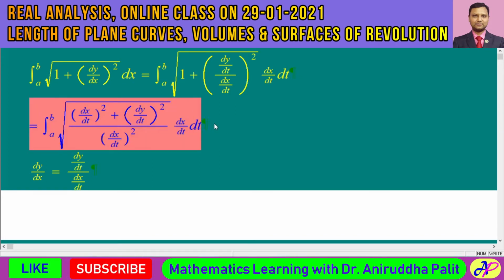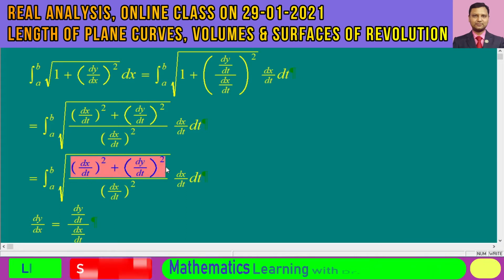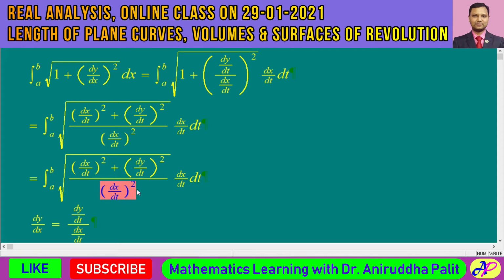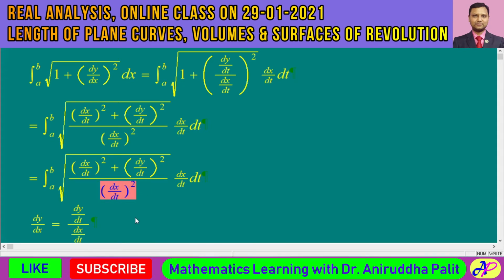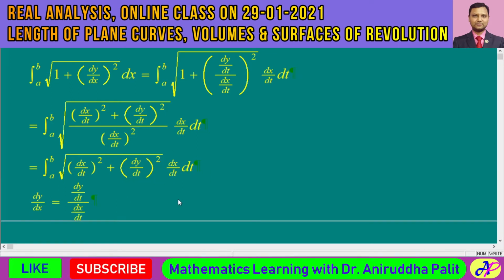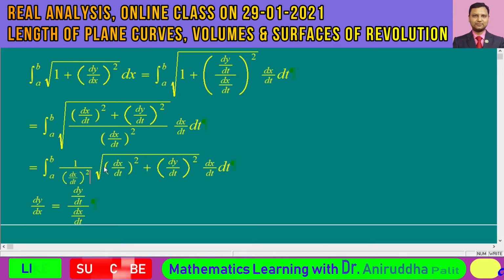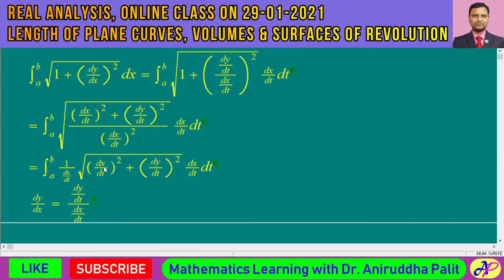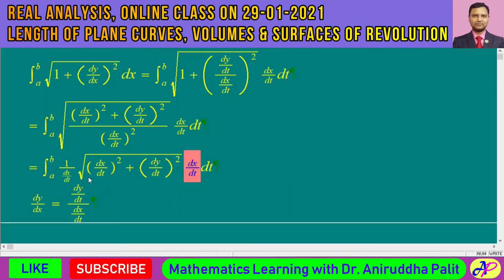And out of this, if we further take this kind of expression, suppose you keep this numerator over here, and if you want to take this (dx/dt) whole square out of the square root symbol, then what we will have? We will have this type of expression, 1 by dx/dt only. And this dx/dt will get cancelled with this dx/dt. Got it?